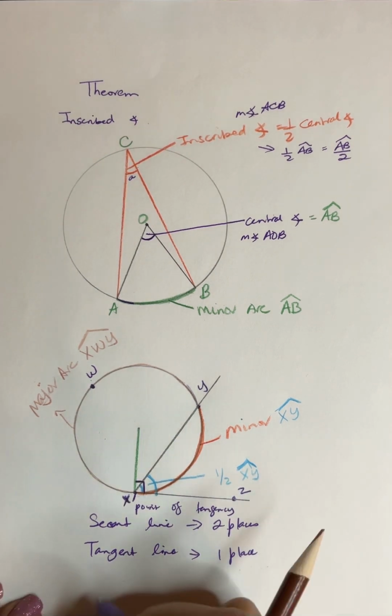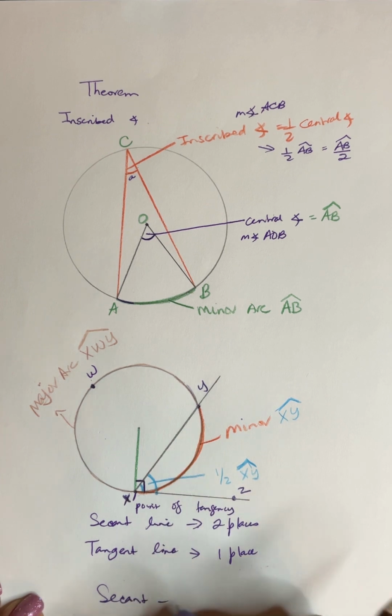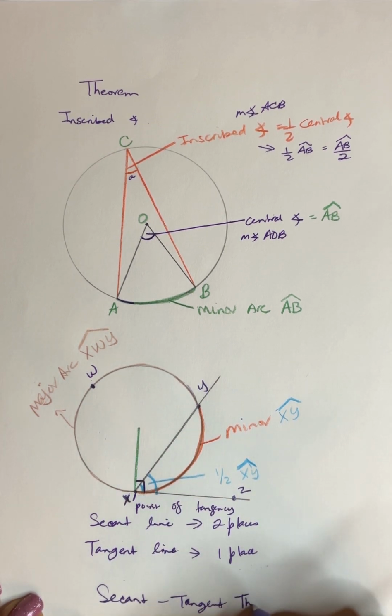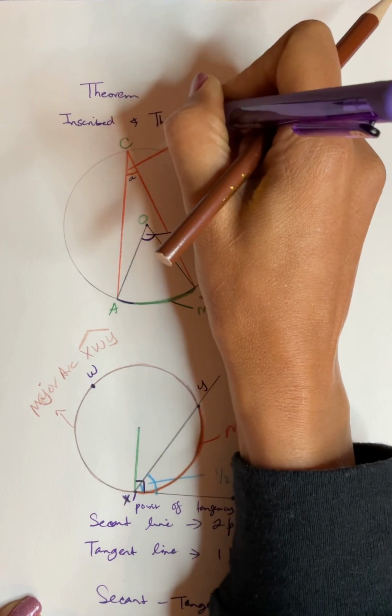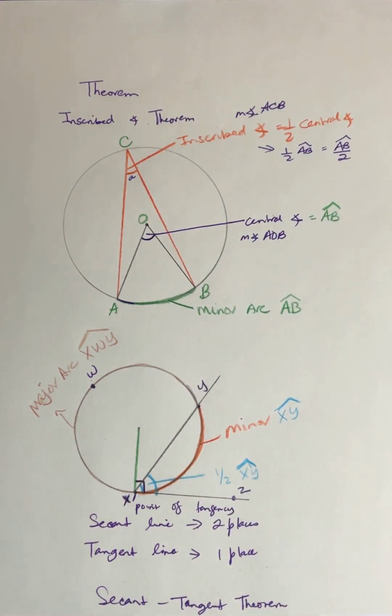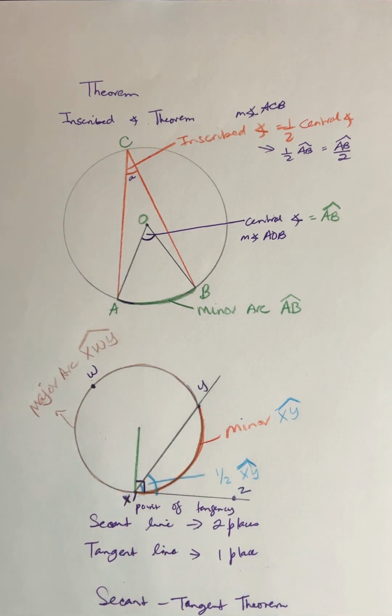Okay, and this we call it, as I stated before, the secant tangent theorem. All right, the angle that's formed there between them, there is a relationship between the arc. All right, and you need to know that.